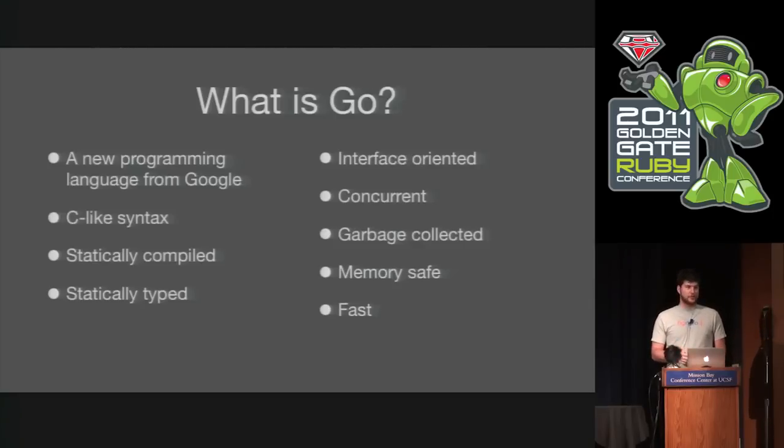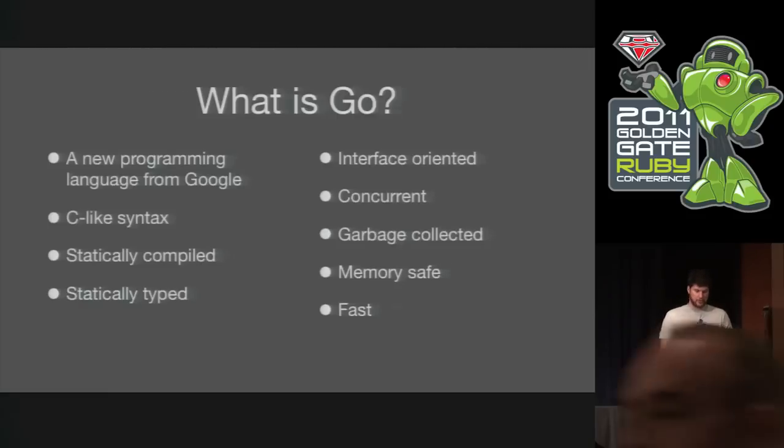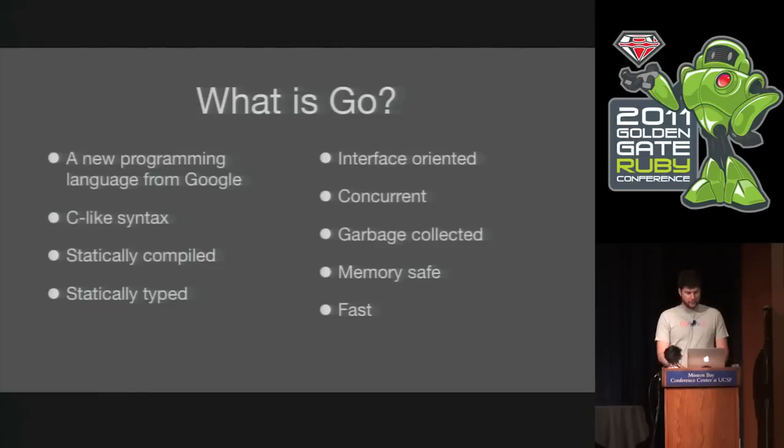It's statically compiled, so you actually get a machine code compiled binary out of it. There's no virtual machine, and there's also no dynamic linking right now, which actually makes it a lot simpler to work with. It's statically typed, and it's not really object oriented. This is kind of my term, but I'd say it's interface oriented, and I'll show you what that means in a little bit.